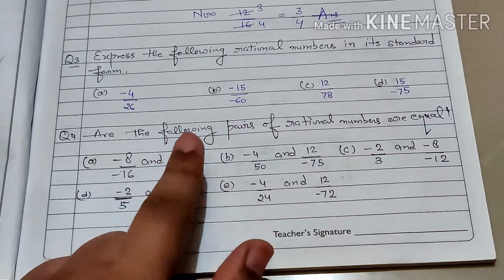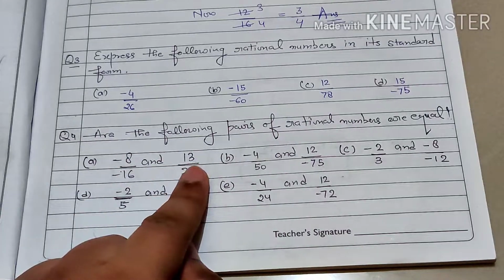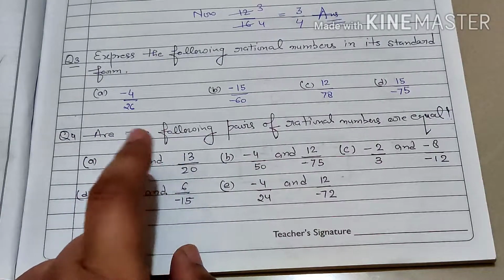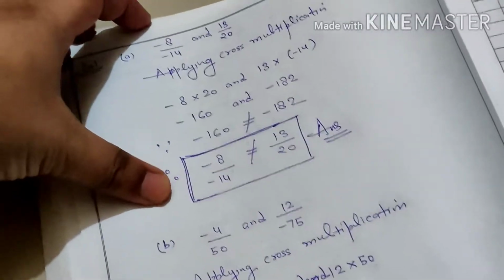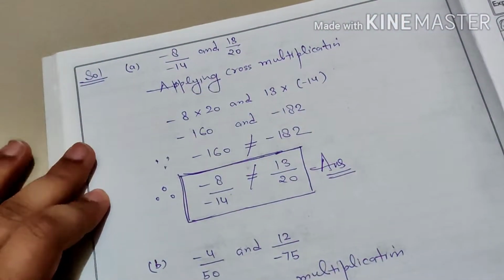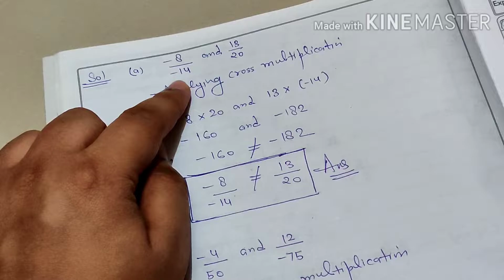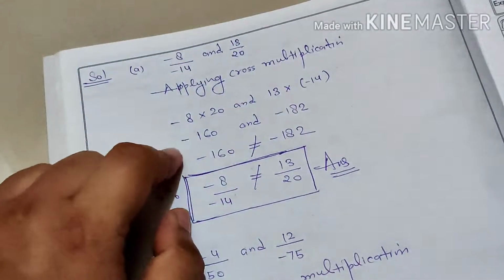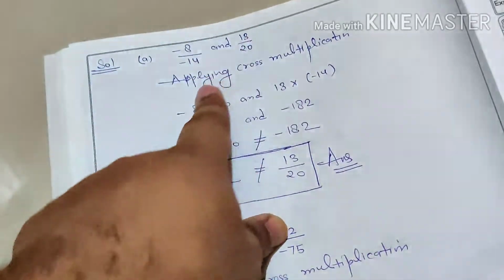We have to show whether these two are equal or not. These two rational numbers, minus 8 upon minus 16 and 13 upon 12, are they equal or not? So for this we have to perform this operation. Write the question first and then apply cross multiplication. After cross multiplying, we get minus 8 into minus 20 and 13 into minus 14.